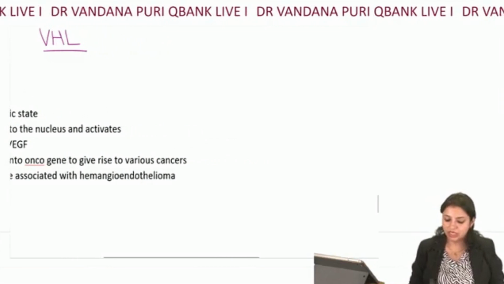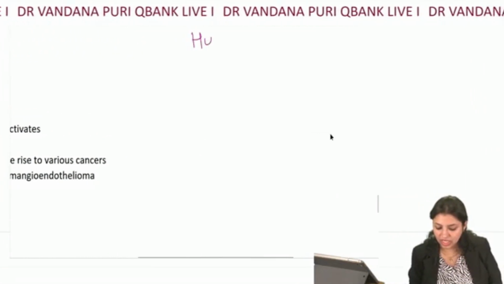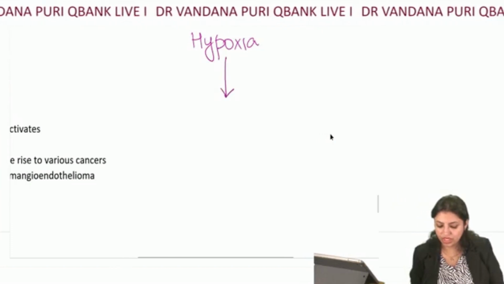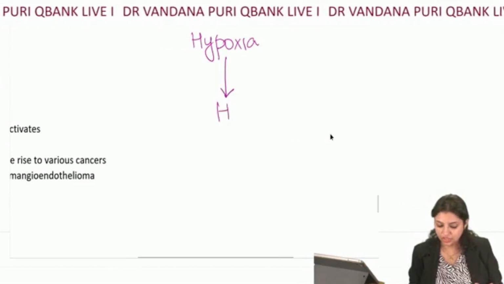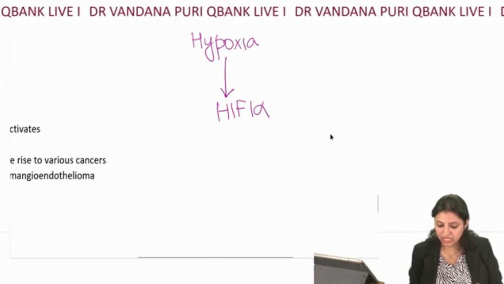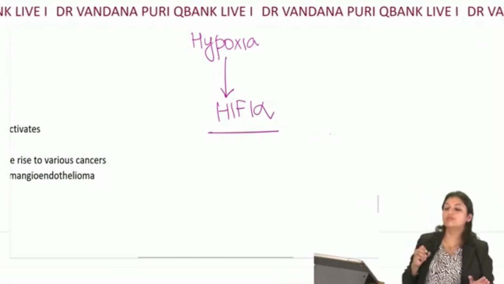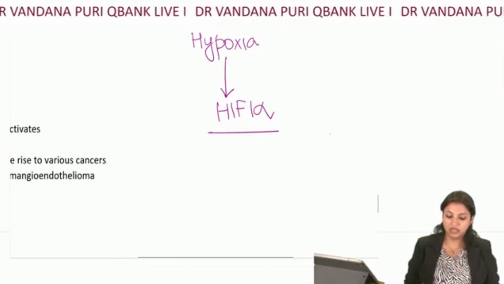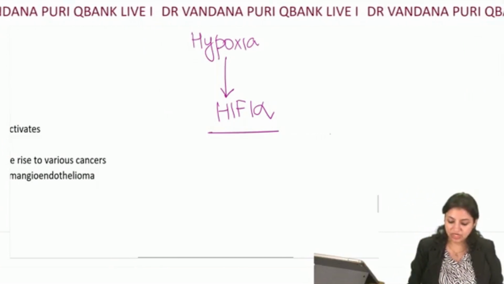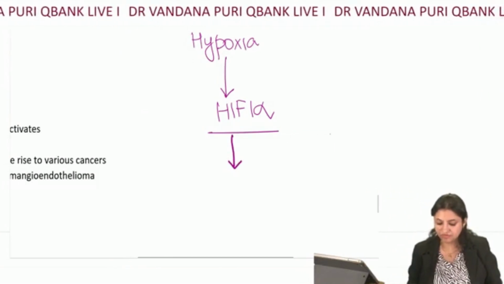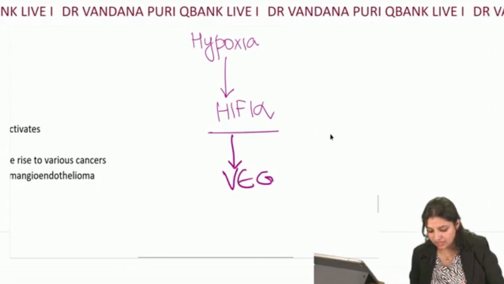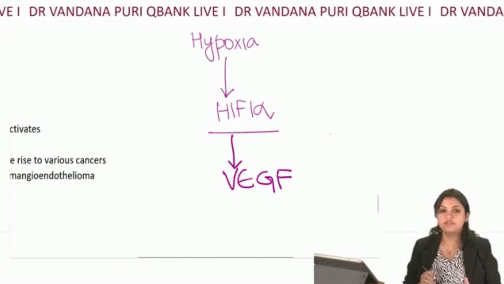So let's understand. Whenever we get hypoxia in our body, our body immediately induces a molecule called HIF-1 alpha, hypoxia inducible factor 1 alpha. So what is the advantage of this factor? This HIF-1 alpha will immediately go to the nucleus and start inducing VEGF.